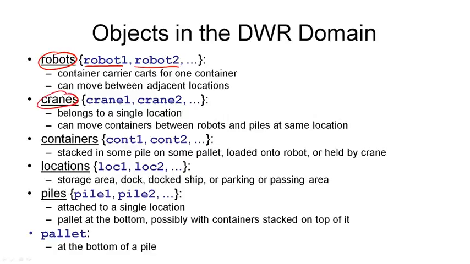The next type of objects we have are cranes, and again we have symbols to denote the different cranes that are in our domain.